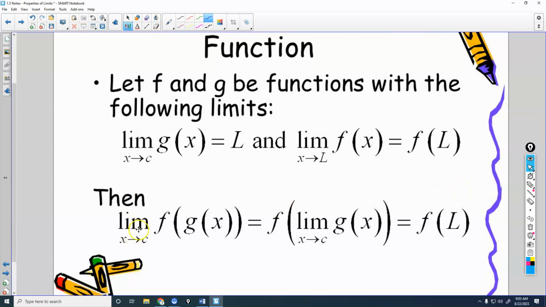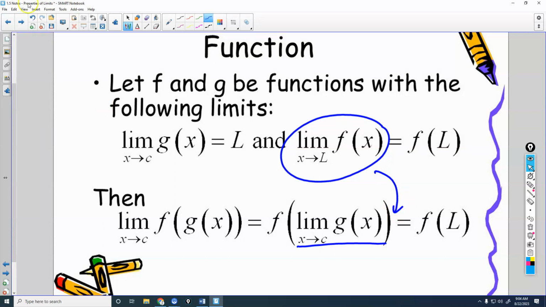So if I'm trying to do F of G right here, I would do the limit as X approaches C of G of X first. Just like whenever you're evaluating something, you would do the inside part first. It's like your parentheses. So you're taking the limit of the inside first, which is capital L, which will give you whatever F of capital L would be. Notice they told you the limit as X approaches capital L of F of X would equal F of L. They really could have added this step right there as well.